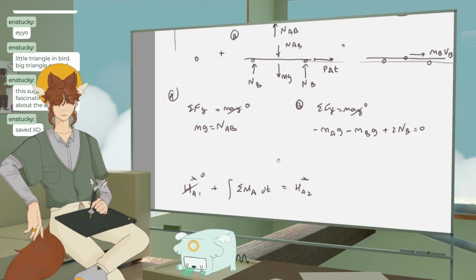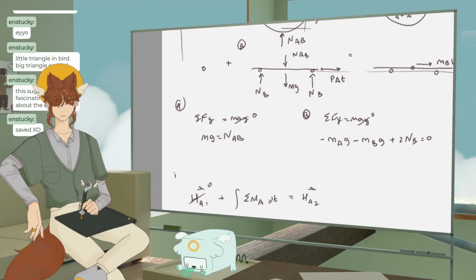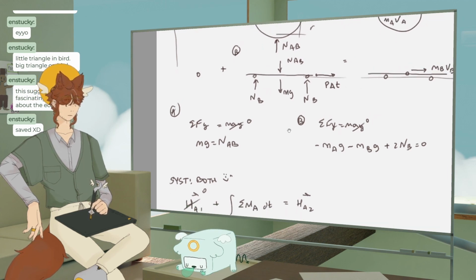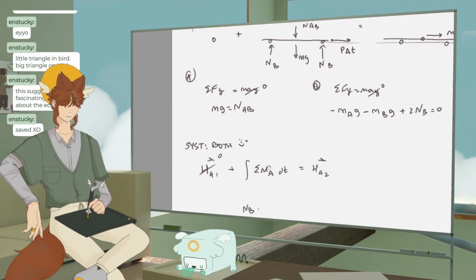Okay. Now we can do our little moments. It's gonna be system both. Alright, write that. System both. Okay, moments about A. So we're gonna have, I guess, N_B times something, times d. It's a negative moment times d plus N_B times d.